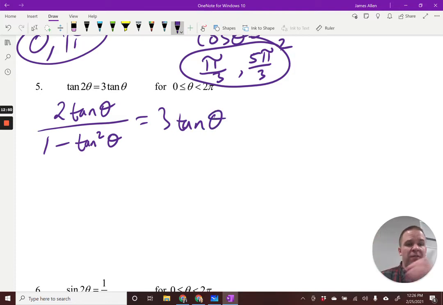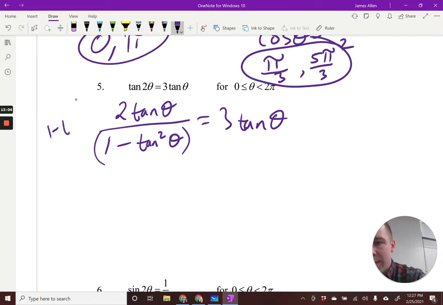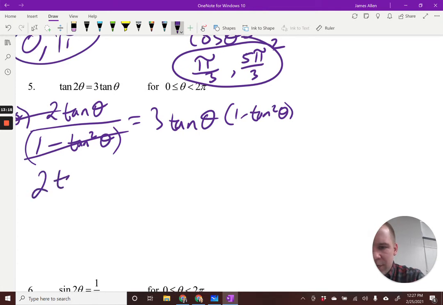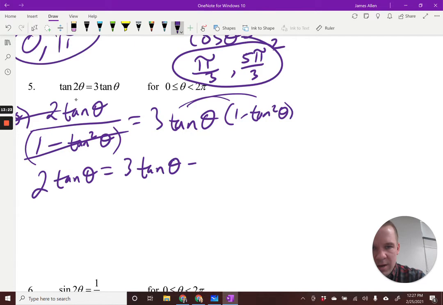So now at least I'm just dealing with theta, and not 2 theta. Perhaps this will help. I got a fraction though, and I want to deal with that. I'm going to multiply by 1 minus tangent squared theta on everything, meaning both sides. That cancels it. And now I'm left with 2 tangent of theta equals, and I'm going to distribute right now, 3 tangent theta minus 3 tangent cubed theta.